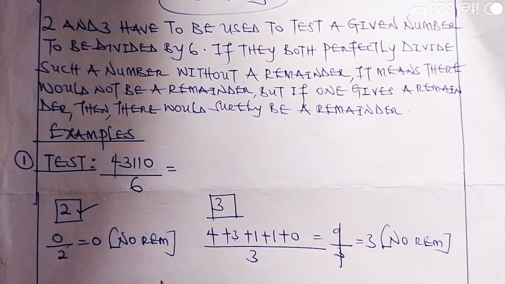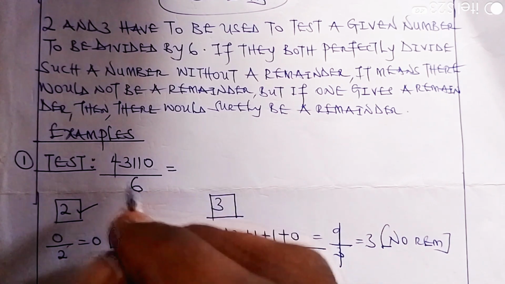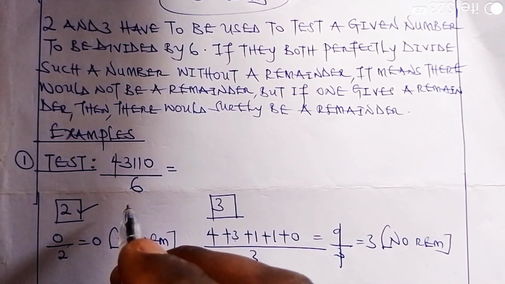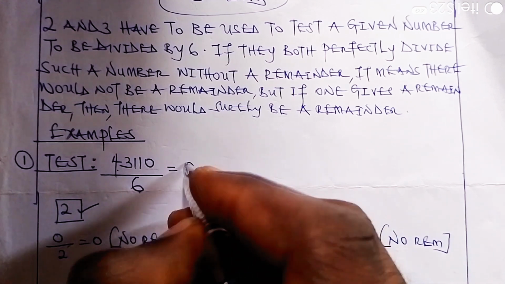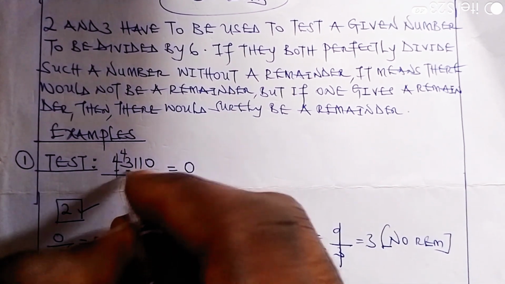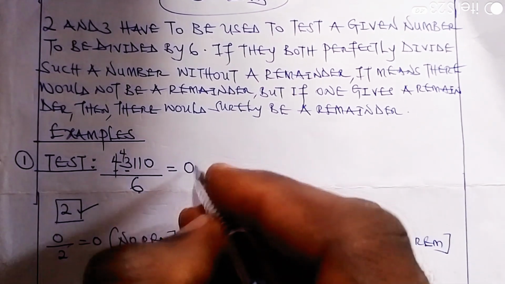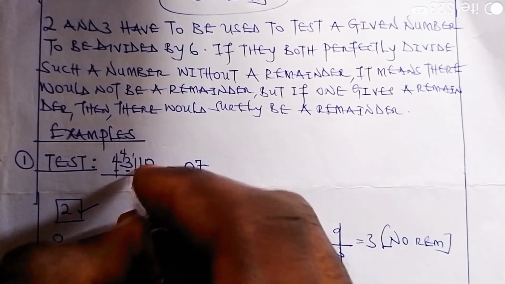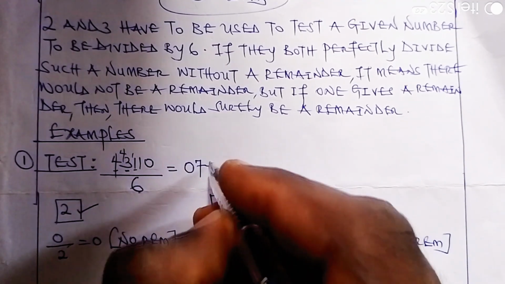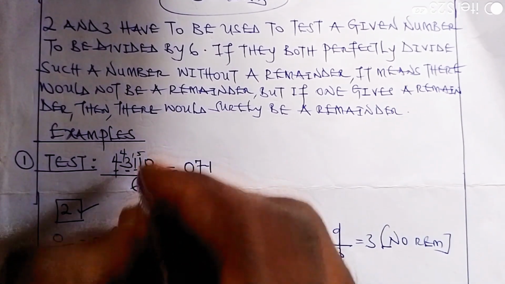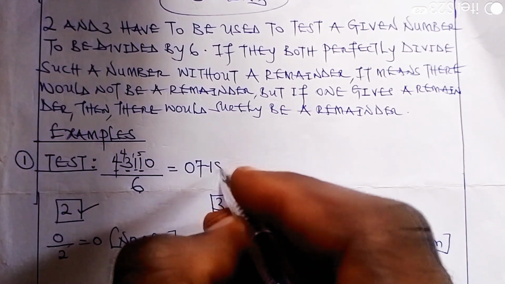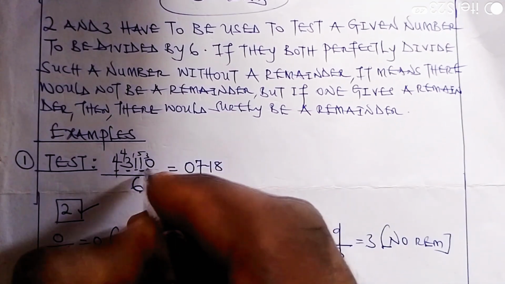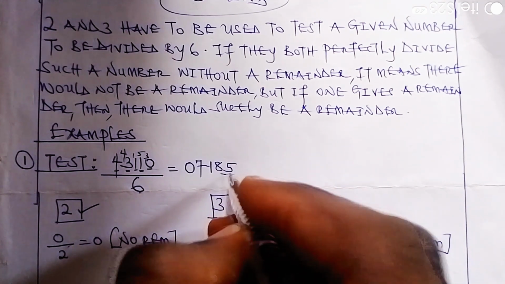So let's confirm if our test is correct. You're going to be carrying out a one-on-one division, as you know. Don't take 2 digits at the same time, 1 digit at a time. 6 in 4 is 0, remainder 4. 6 in 43, 7 for the 2, remainder 1. 6 in 11 is 1, remainder 5. 6 in 51, 6 times 8 is 48, remainder 3. 6 in 30 is 5.